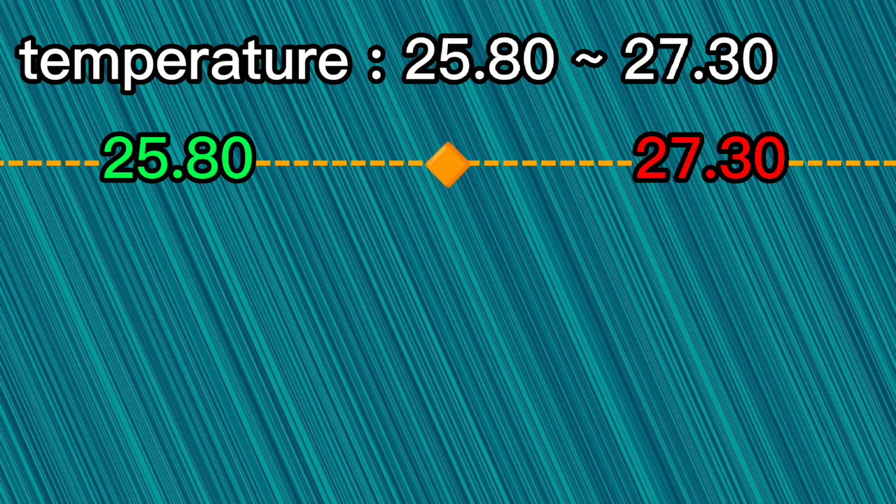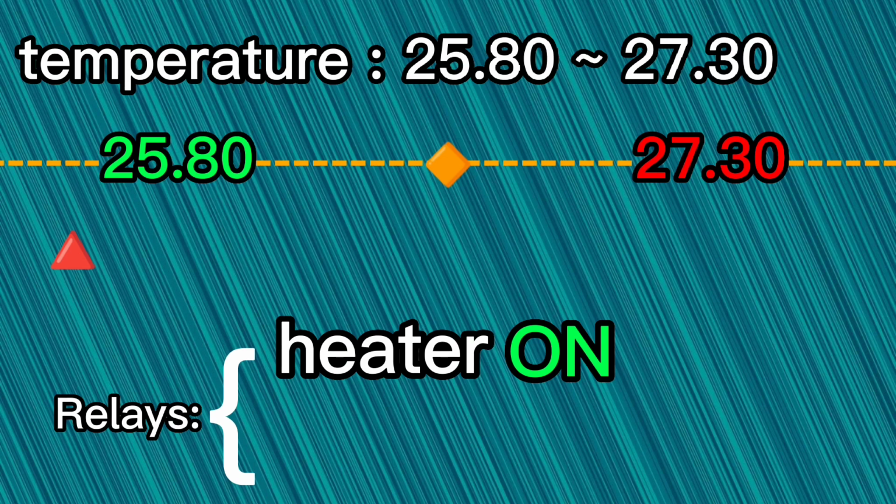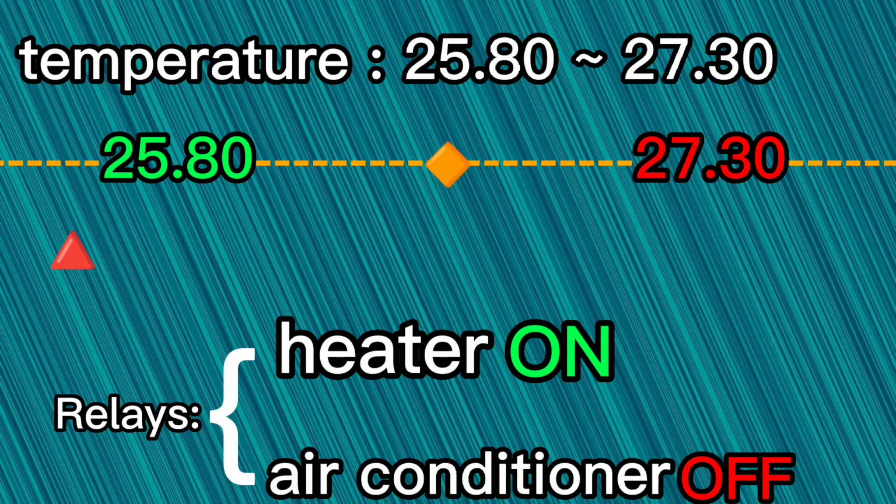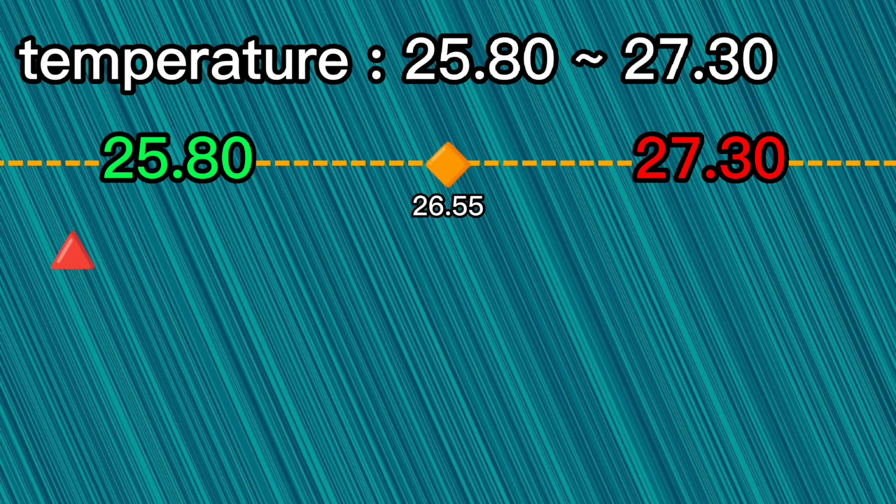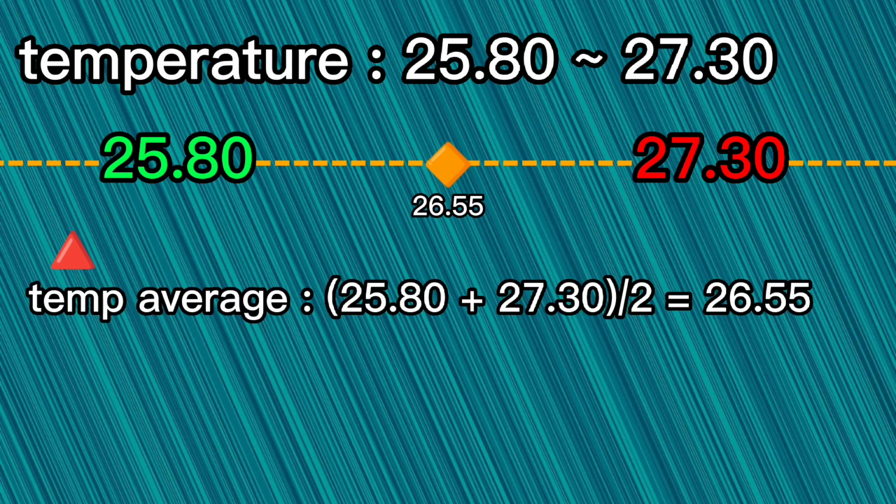When the ambient temperature is lower than 25.80, it means that the temperature is below the range we specified. In this case, the relay corresponding to the heater will be turned on, and if the cooler relay is already on, it will be turned off. To turn off the relays, I used an average point between the minimum and maximum temperatures. You can calculate the desired average temperature as follows.